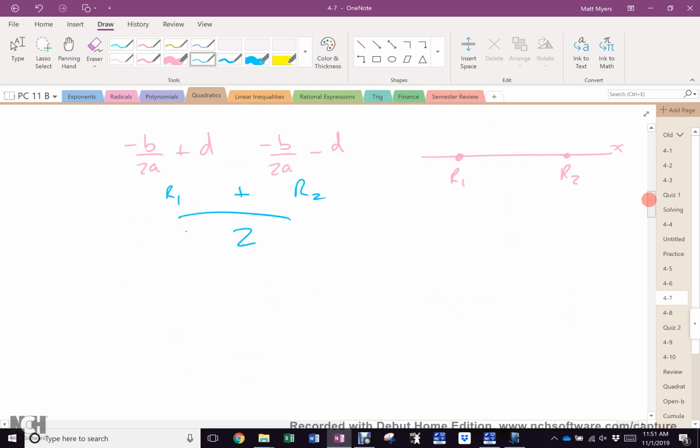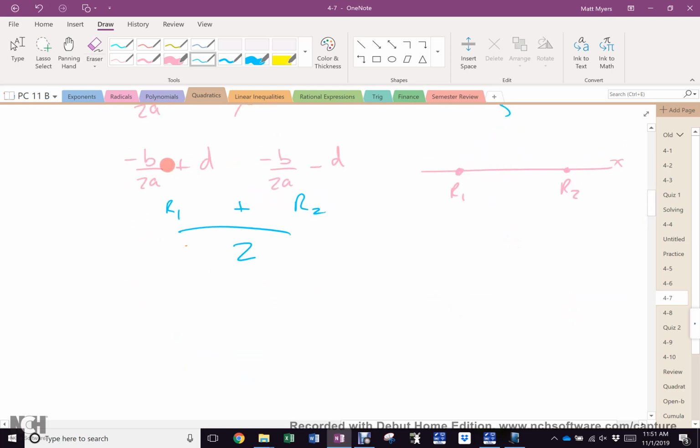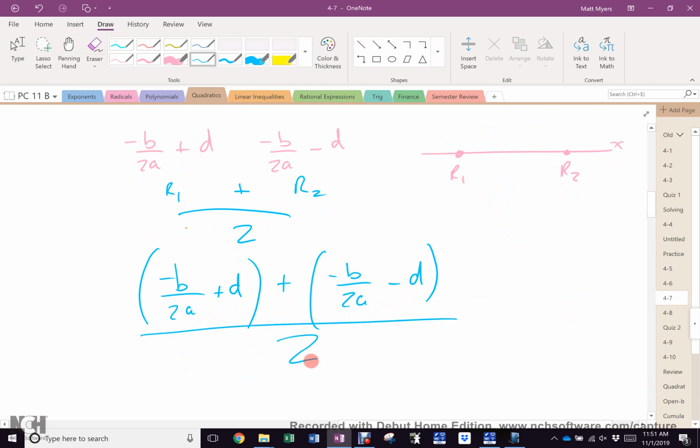Okay, so root 1, -b over 2a plus d, plus root 2, -b over 2a minus d, divided by 2, should give me the x value, yes? Just like it was with 3 and 7. Do we agree? Okay. What's -b over 2a plus -b over 2a?